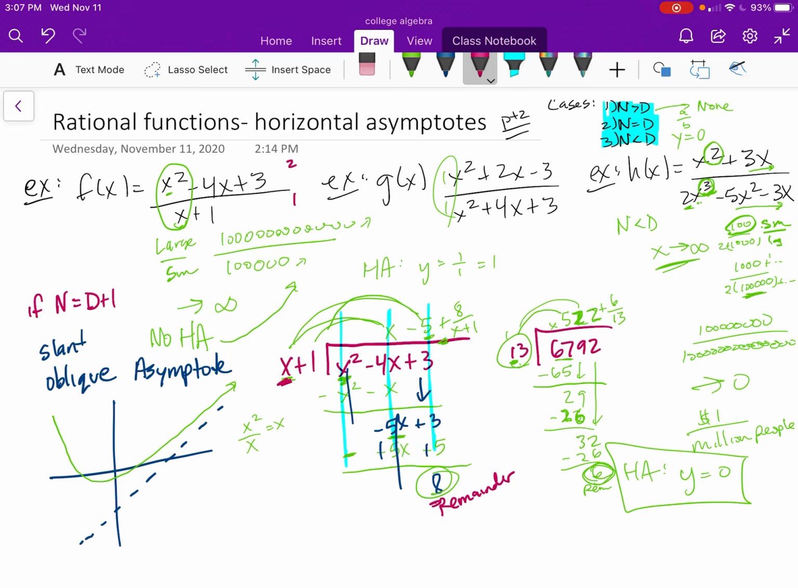You will have very limited oblique asymptotes. I think there's only one or two in your homework, and they shouldn't be too hard. But your answer is this. You don't worry about the remainder. I just wanted to finish it off. The oblique asymptote is y equals x minus 5.